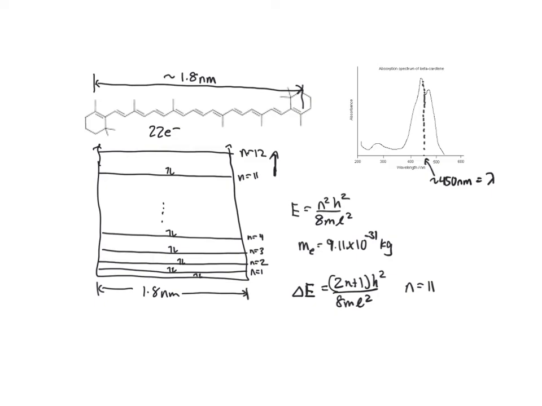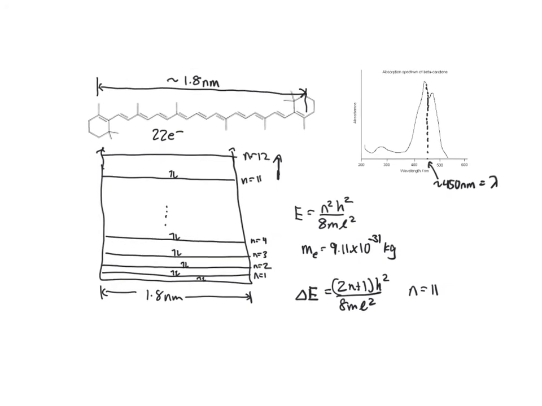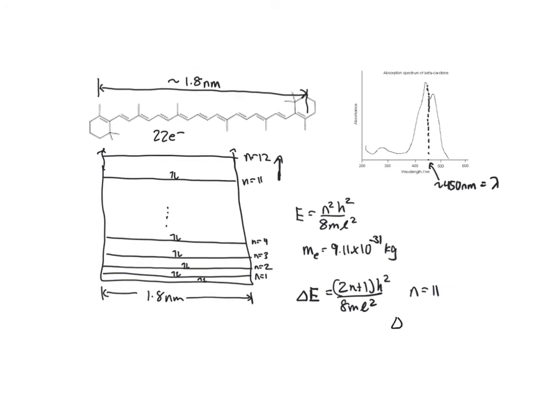So I actually have all of the numbers that I need to calculate that energy gap. I just plug in 11 for n, plug in the value of h, the mass of the electron, and the length of our box, 1.8 nanometers, and I will end up with delta E equal to 4.3 times 10 to the minus 19 joules.